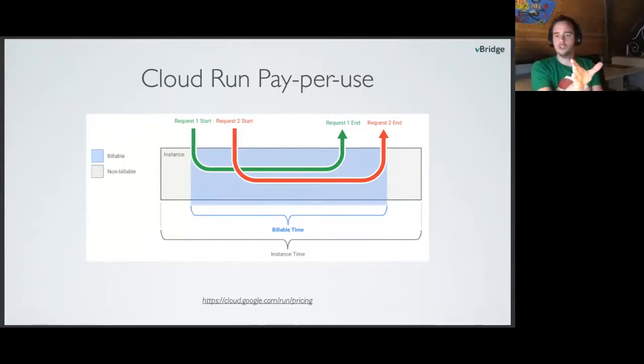So the first one, the green one, starts and then ends, and then the second one comes in, and the second one ends after the first one. So what you're actually billed at Google Cloud Platform is the whole part, from the start of request 1 to the end of request 2, and then they round it up to the nearest 100 milliseconds.